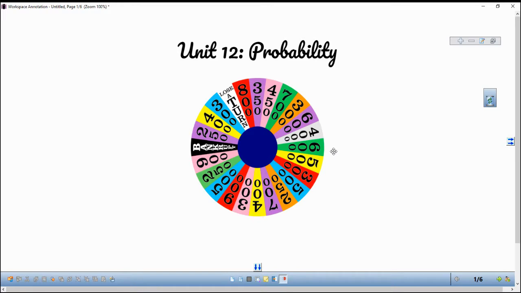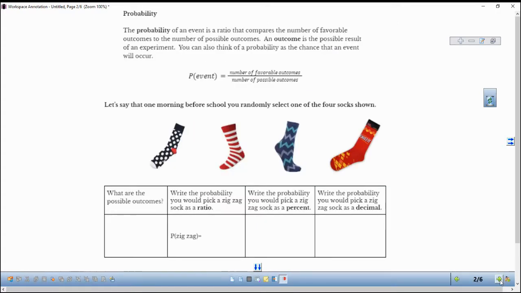So in this unit, we're going to take a look at some different events, and we're going to learn how we can represent how likely it is for that event to happen in different ways. And we're going to start off by thinking about socks. So I believe this is on page 4. So we're on page 4.